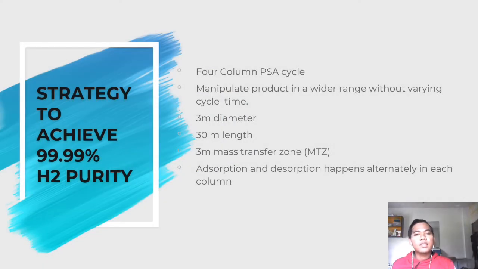Finally, the strategy to achieve 99.99% H2 purity is that we use a 4-column PSA cycle. We use a 3-meter diameter and a 30-meter length column with a mass transfer zone of 3 meters, where adsorption and desorption happen alternately in each column.